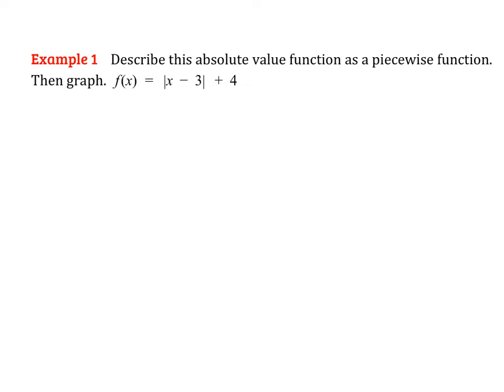So here's what I'm going to do. I'm going to make a little number line just to help us describe the different regions. I know that my cutoff point is going to be at positive 3, because that's where my vertex falls. So let's describe this side as x greater than 3, and this side as x less than 3.